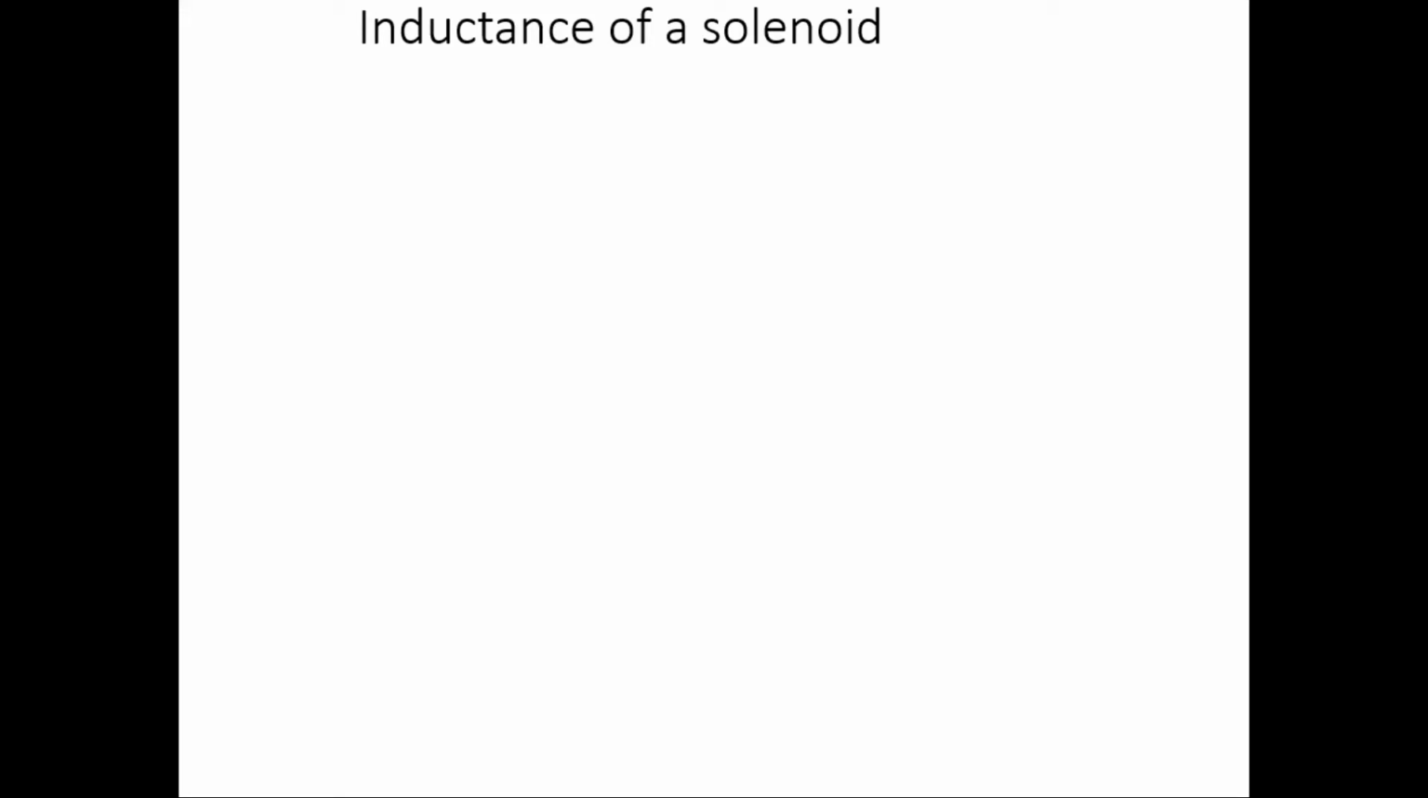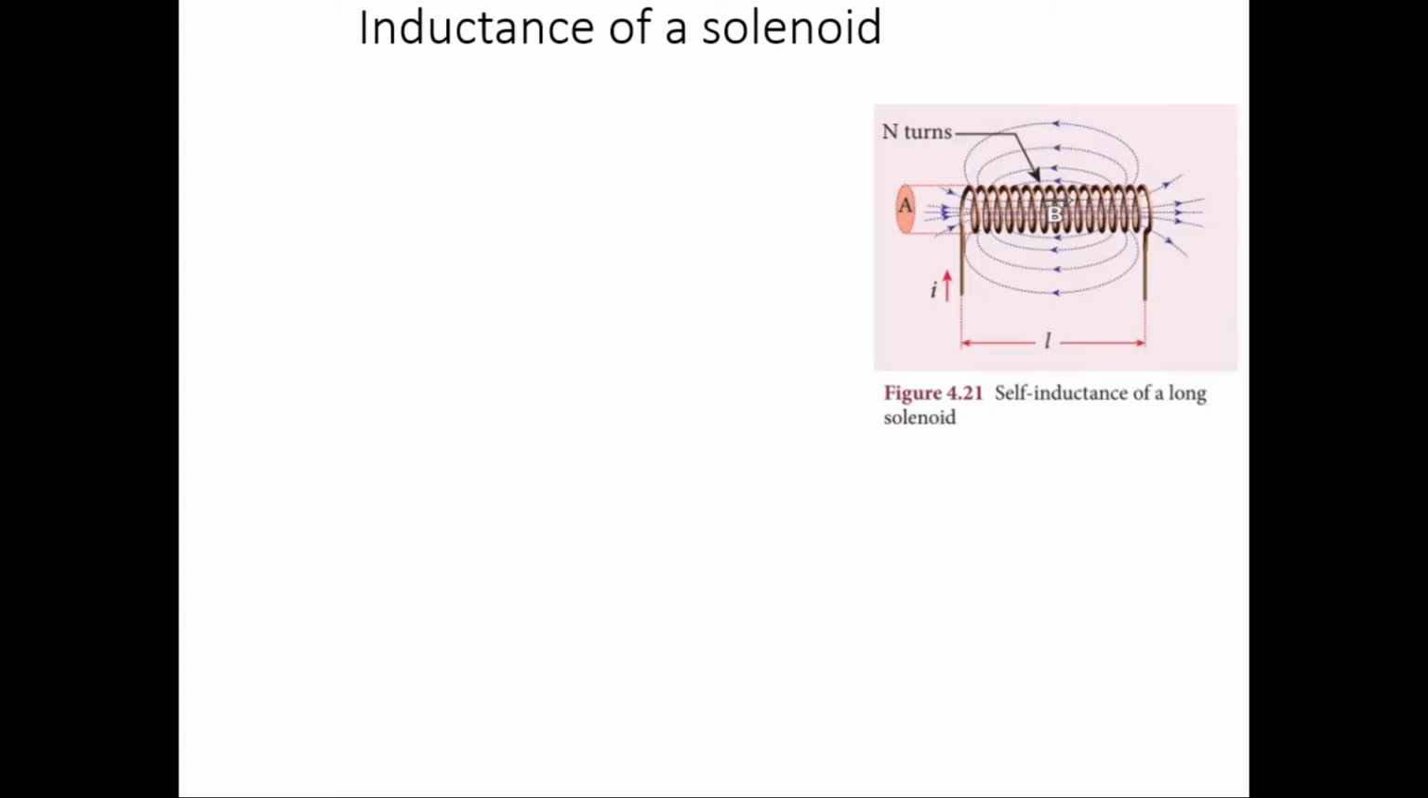Next topic is inductance of a solenoid. So basically, a solenoid is a long insulated wire which is wound in a closely packed helix, or it looks like a helical spring. Here you can see in the diagram a small i, the current flowing through the solenoid, where A is the area of cross section.